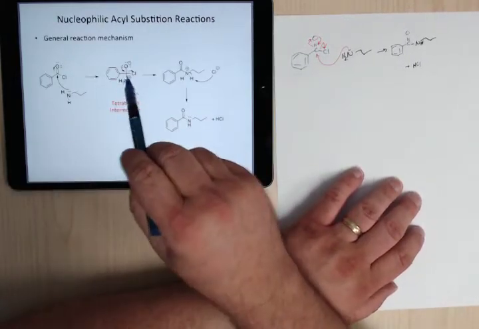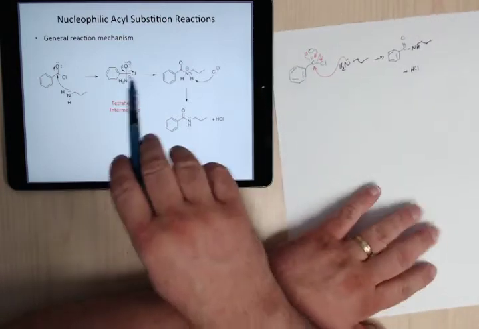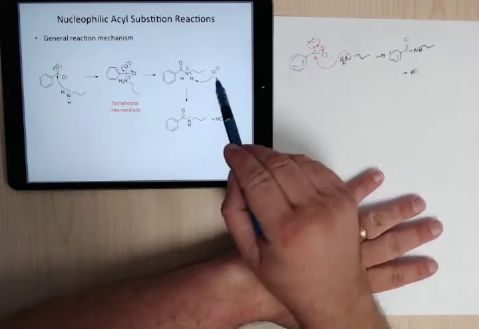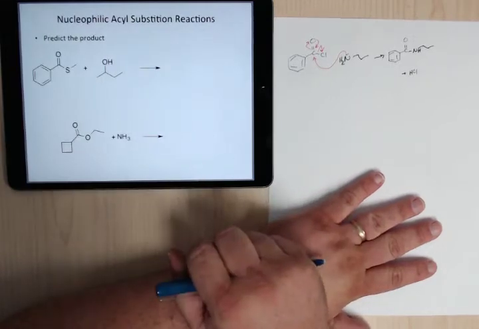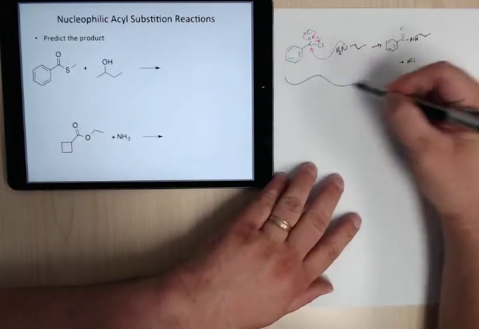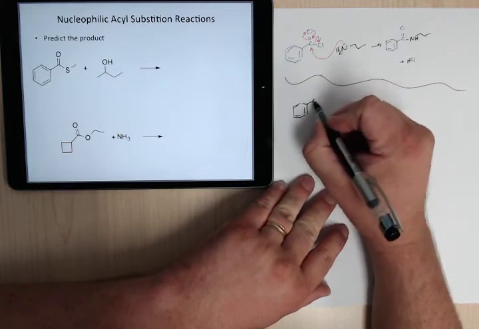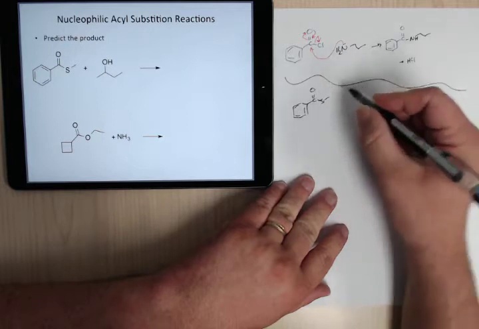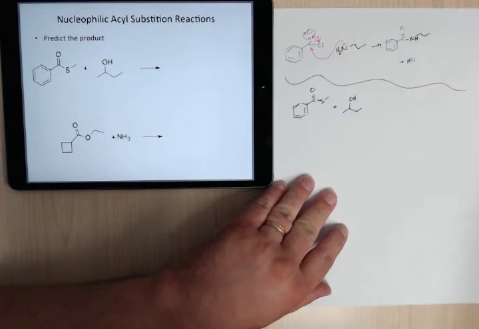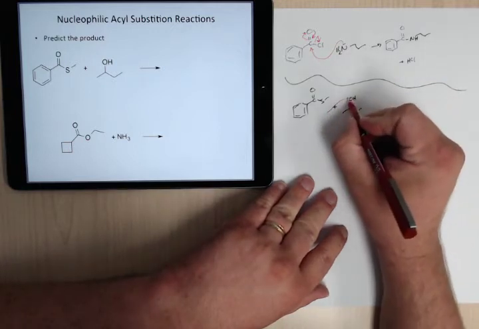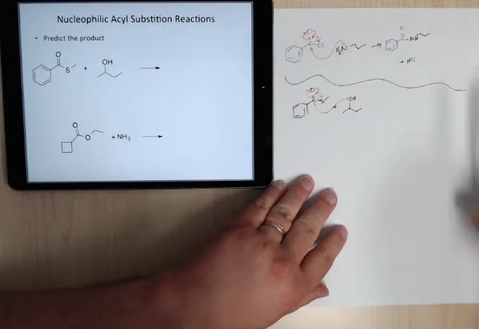Again, you're going to kick this up to form the tetrahedral intermediate. That's going to collapse down, kick away your leaving group. The leaving group then comes back and snags a hydrogen. So for this one, because you're going to have lone pairs here, we're going to attack, up, down, kick away.